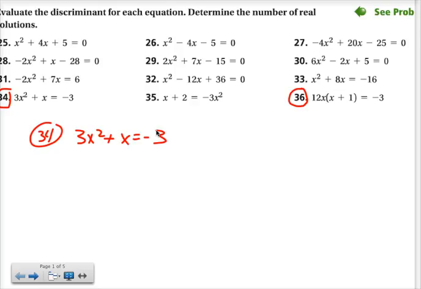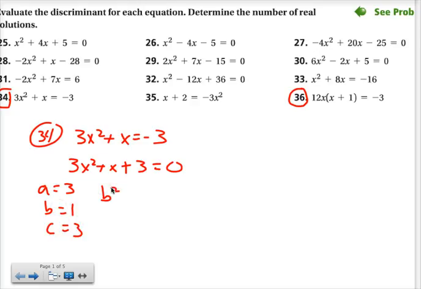Just like when we are using the quadratic formula, we have to consider it solving, which means getting a 0. It's the same thing when you're going to evaluate the discriminant. You must have a 0 on one side. So we're going to have to go ahead and add the 3 to both sides. And then again, identify A, B, and C.